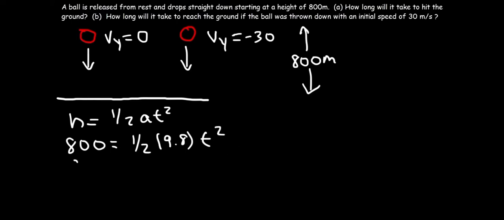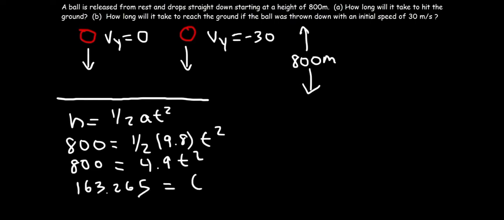Half of 9.8 is 4.9. 800 divided by 4.9 is 163.265. And that's equal to t squared. So now we can take the square root of both sides to get t. So t is 12.78 seconds.